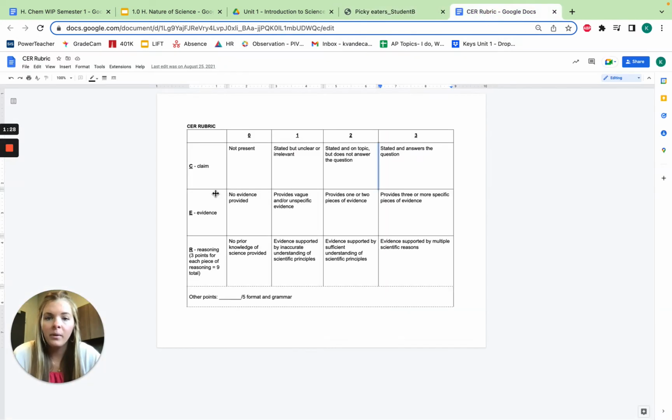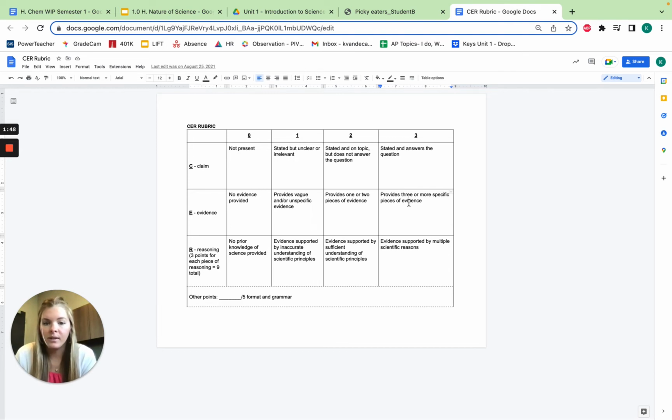Along with that, you will have evidence. I would like you to include 3 or more pieces of evidence in your CERs. So go ahead and look through that article and find 3 or more specific pieces of evidence. When you're using this evidence, make sure it's specific. I know in this situation you might not use numbers, but you also could use numbers and give those values.